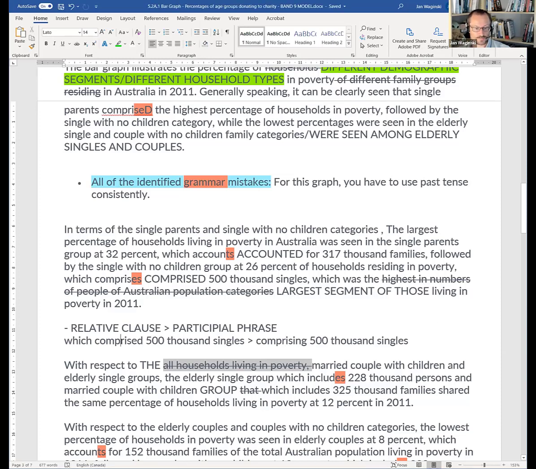Don't do this with be verbs. This can be a little bit tricky and inappropriate in some places, like here, "which was." Don't change this to "being." Okay, just use this with ordinary verbs. "Which comprised" becomes "comprising." "Which included" becomes "including." Super simple transformation. Okay, go ahead.